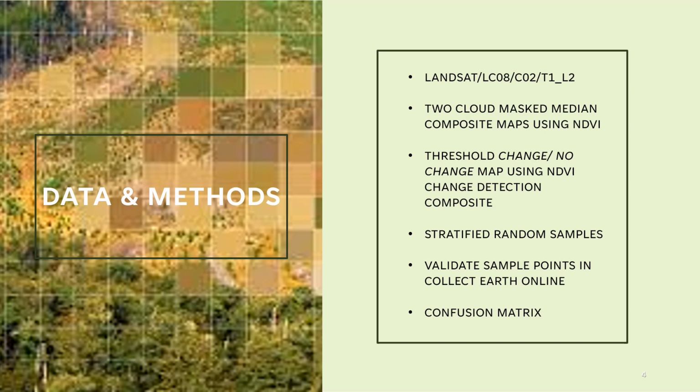Next, I created random stratified samples. In total, there were 50 change samples and 50 no change samples. These samples were exported in CSV format from the newly created GEE assets into Collect Earth Online and into my validation project. Once all 100 samples were validated with truth data, they were exported and put into a joint Excel, where I performed a confusion matrix assessment.